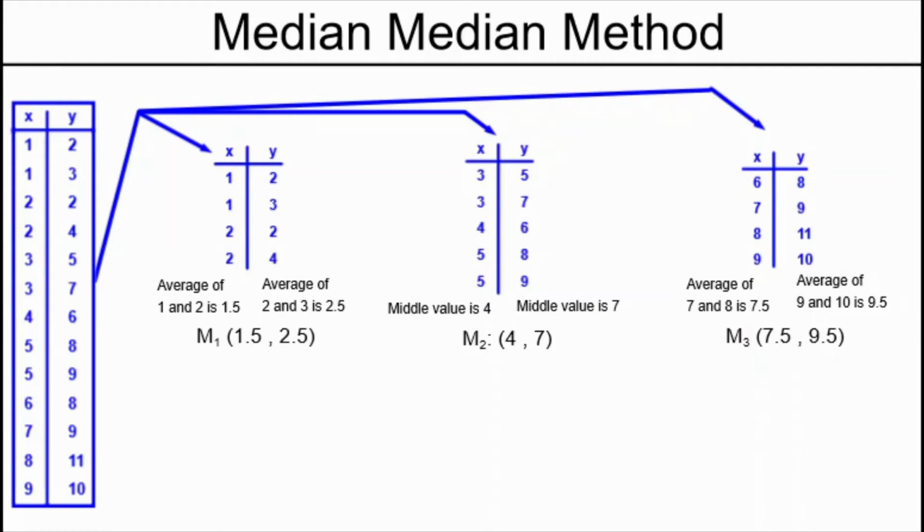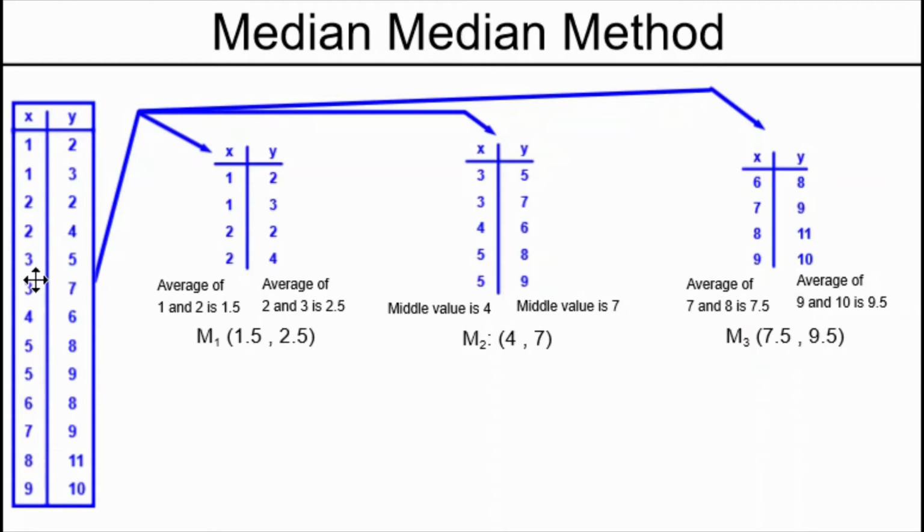Today's daily dose of math is an example of using the median-median method to find the equation of the regression line from the points in a table of values that goes with a scatter plot. The first step was to make sure that the points in our table are arranged in increasing order of x.